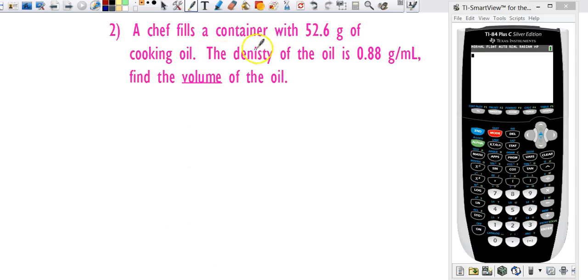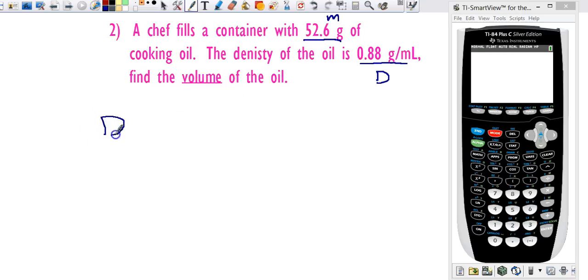All right, this says a chef fills a container with 52.6 grams. Again, the grams is going to represent mass, so I'm just going to put a little M there to remind me that that's mass of cooking oil. The density of the oil, so this is my density, is 0.88 grams per milliliter. We want to find the volume of the oil.